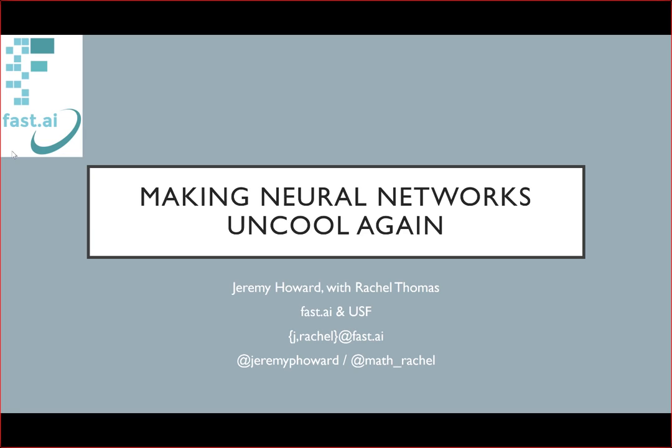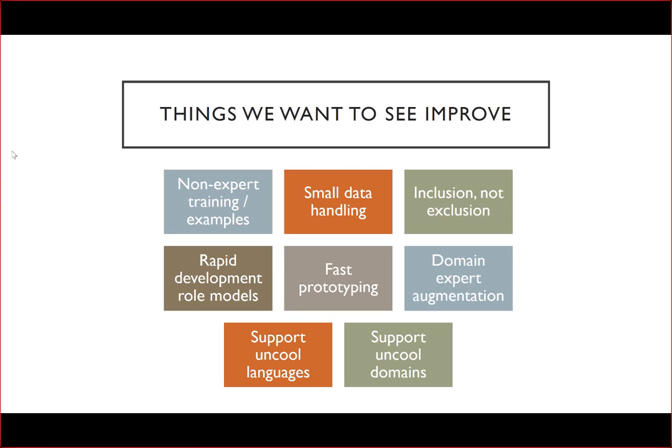So Rachel and I started Fast AI with this kind of idea of make neural networks uncool again. It is a grand plan, to be sure, because currently they are terribly cool. But really, there are some things that we want to see improve, and that's why we're doing this course. We're actually not making any money out of this course. We're donating our fees both to the diversity fellowships that we're running and also to the Fred Hollows Foundation.